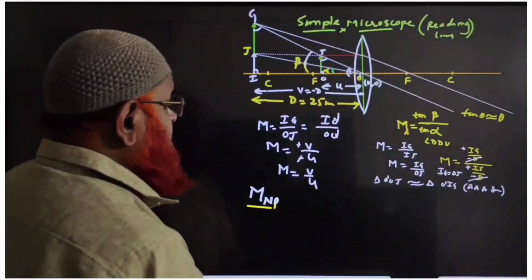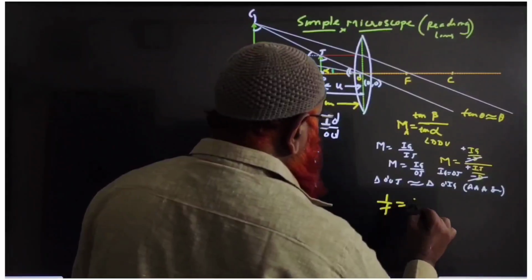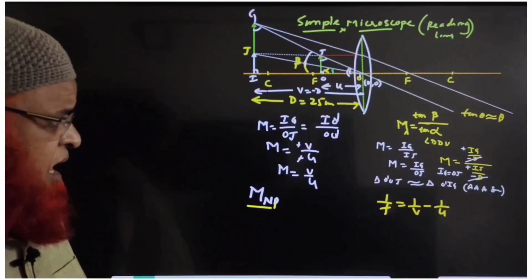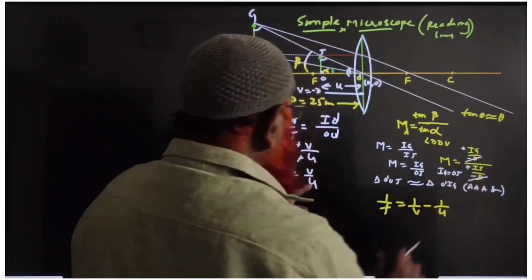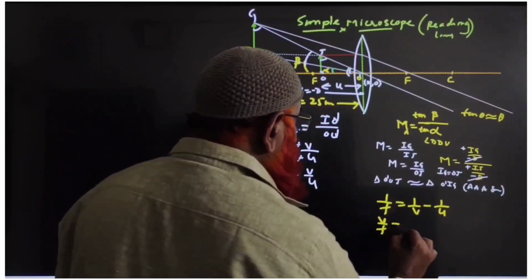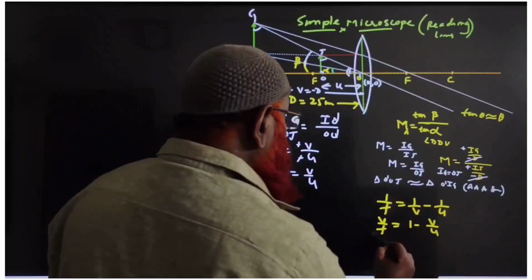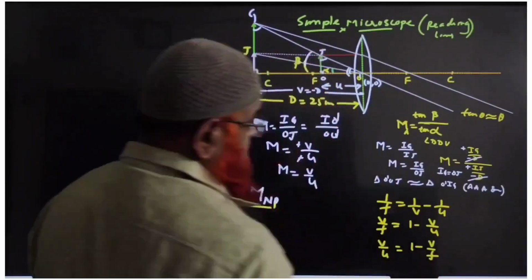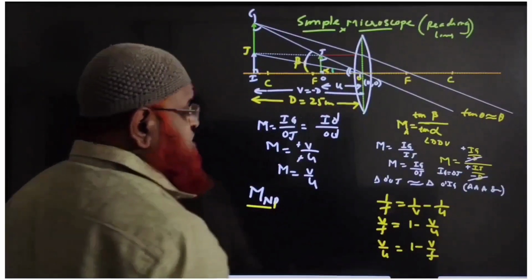For that, what will you do here? We can write 1 by f is equal to 1 by v minus 1 by u, which is said to be the lens formula. Understand? Now multiply with v. So what are you going to get? v by f is equal to v by v, which is 1, minus v by u. So v by u, I take to the left side: v by u is equal to 1 minus v by f. Understand?